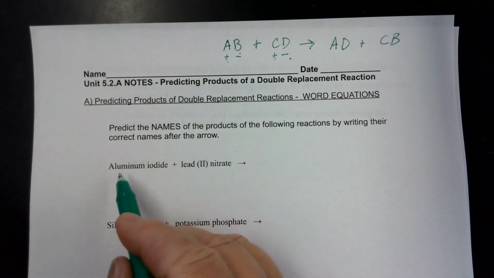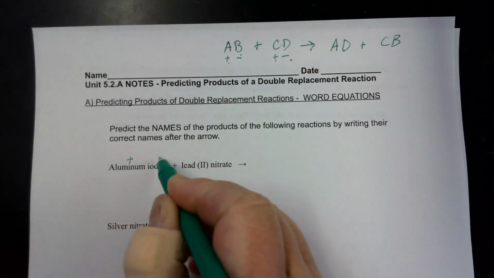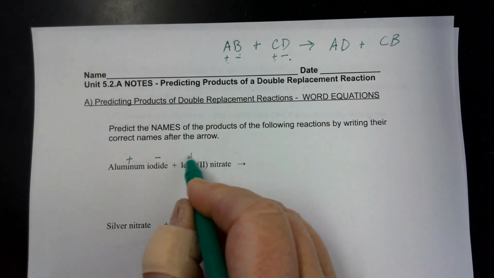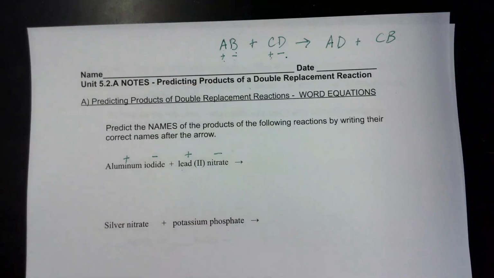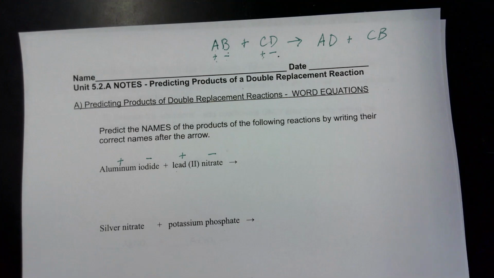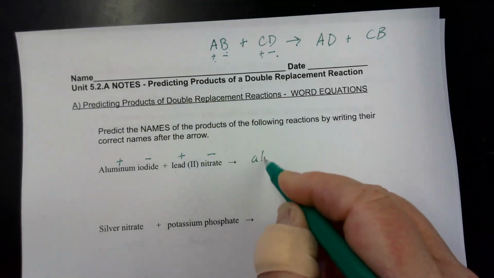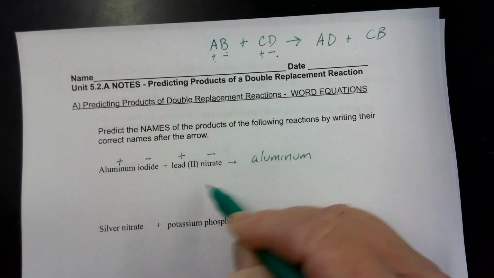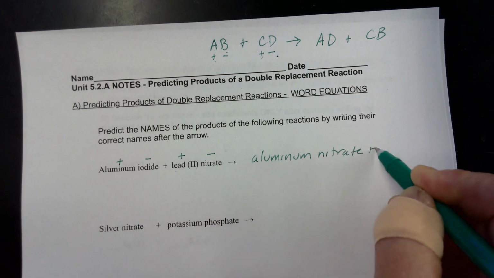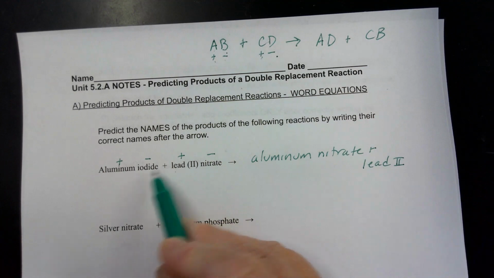So we have aluminum iodide, right? The aluminum is your positive ion, your iodide is your negative ion. Lead nitrate, the lead is the positive ion and the nitrate is the negative ion. So what are the new combinations of ions that will form the products? Well, you're going to have aluminum now hanging out with nitrate. And you're going to have lead 2 hanging out with iodide.